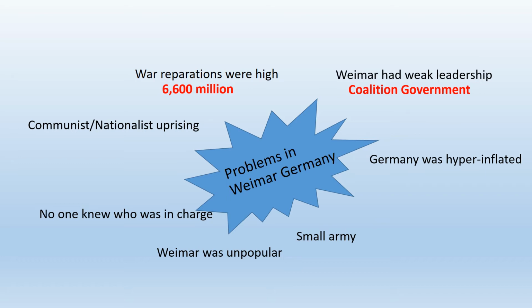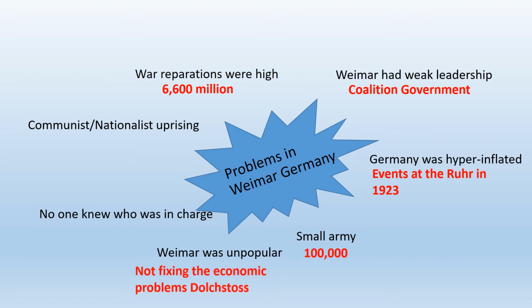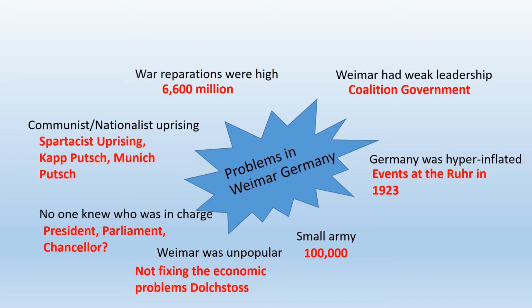And just to take up the remaining points, Germany was hyperinflated. We know this was caused by the events in the Ruhr Valley in 1923. The army was limited to 100,000 soldiers. Weimar was unpopular for not fixing the economic problems as well as Dawes. Nobody knew who was really leading the country. Was it the chancellor, the president, or parliament? And there were different nationalist uprisings. We've learned about the Spartacist, Kapp Putsch and the Munich Putsch.